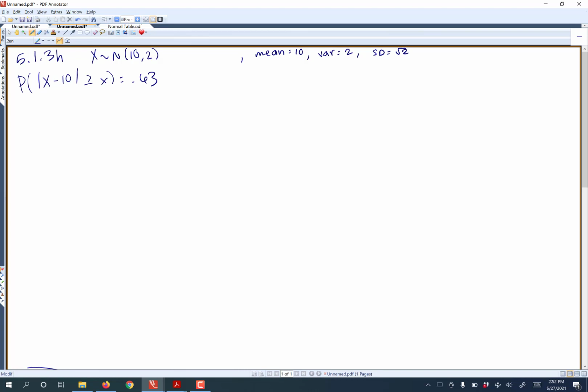Okay, now part H tells me the value of X. I'm supposed to find the value of little x for which the probability of the absolute value of X minus 10 is greater than or equal to that little x equals 0.63. Now this one looks far worse than it is, and you'd probably think yourself in circles without this little trick. So what we're trying to do is figure out what this little x should be so that the probability of something is greater than or equal to two numbers will be 0.63.